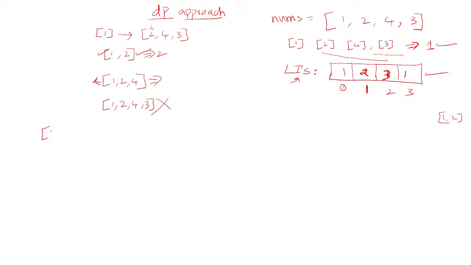With 1 we have tested here. Now you can test with 2, followed by the remaining elements, 1, 4 and 3. Are 2, 1 forming an increasing sequence? No. 2 and 4? Yes, with length 2 here. But 4 at index 2 has already formed a length of 3, so whichever is maximum, that we will store in this array.